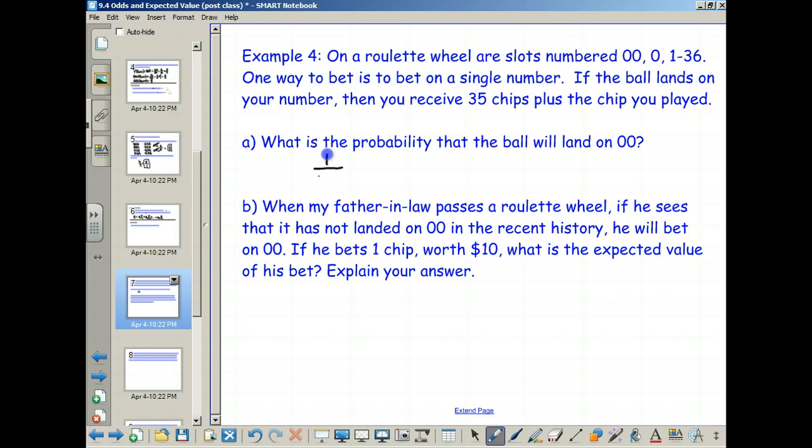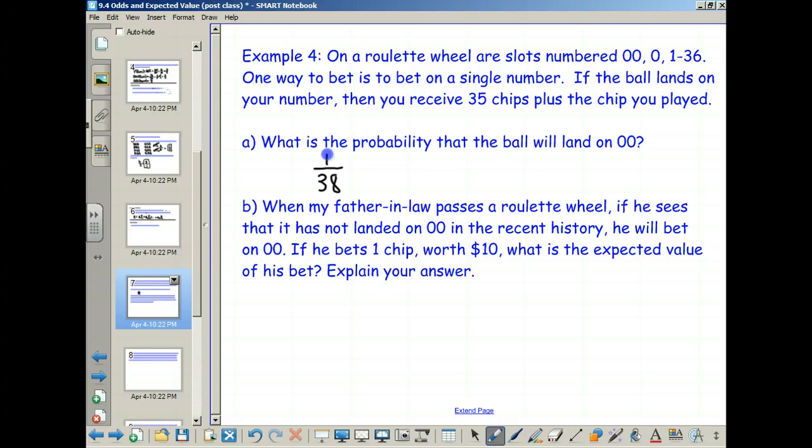One out of 38. Because I chose one of the different little slots, and there are 38 of them that I could have chosen. Are you with me? Do you guys know what a roulette wheel is? It's just a fancy spinner. It's a really big spinner, like for a game board. Okay? It's just got 38 different slots.